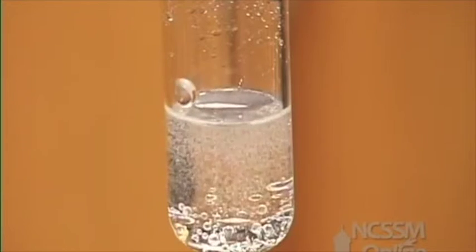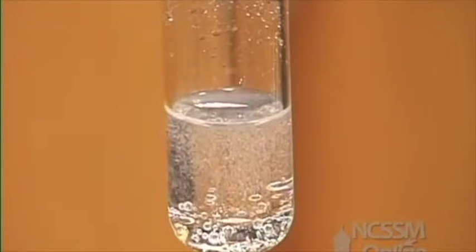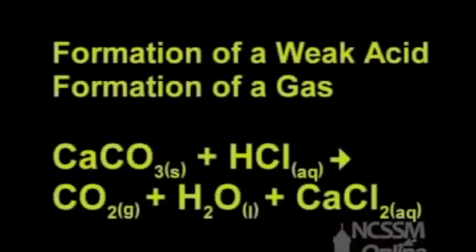Here you can see that it has made this clear liquid of calcium chloride and water. The calcium chloride is completely dissolved in the water and is dissociated into calcium ions and chloride ions in the water, but you can't see that. This is what the chemical equation looks like, and as I said, the calcium carbonate and the hydrochloric acid have made calcium chloride and carbon dioxide and water.